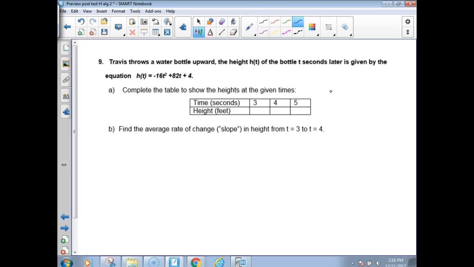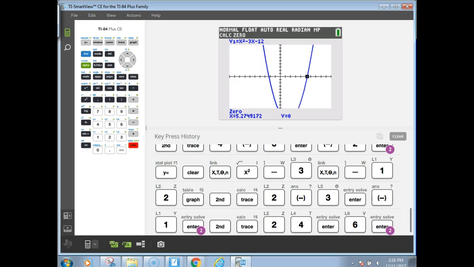Okay, we didn't do too hot on this on the quiz that we had with this on it. Travis throws a water bottle upward. The height of the bottle t seconds is given by the following equation. He really threw that bottle hard because it went out at 82 feet per second. Complete the table to show the heights of the given times. All right, we can do this off the grapher, or we can plug in values for t. Okay, so I'm thinking you guys will probably go to the graphing calculator.